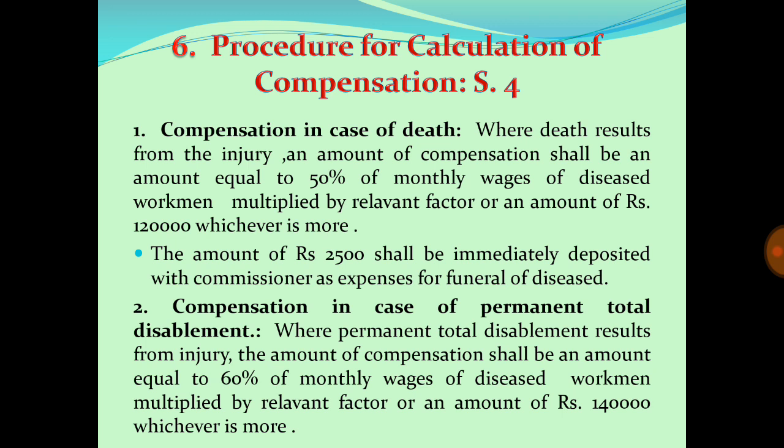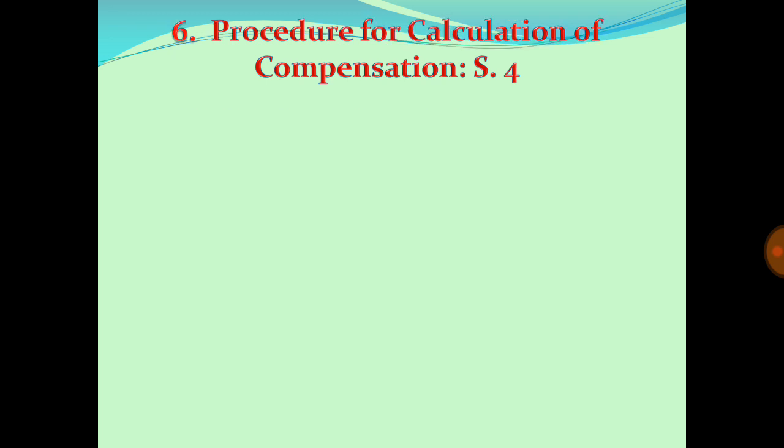In such case, the amount of compensation shall be equal to 60% of monthly wages multiplied by a relevant factor, or an amount of 1,40,000, whichever is higher. So here the monthly wages are taken as 60% of monthly wages, and that will be multiplied by a relevant factor applicable on the basis of his age at the time of accident. Whatever the resulting amount, or rupees 1,40,000, whichever is higher, that will be the amount of compensation.